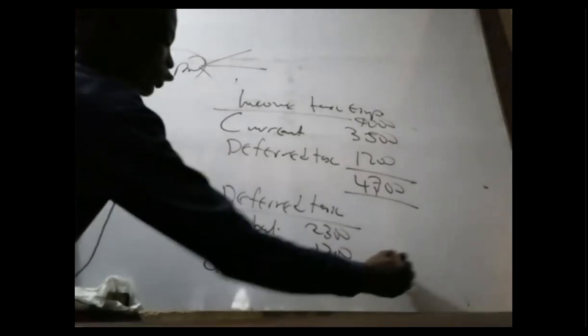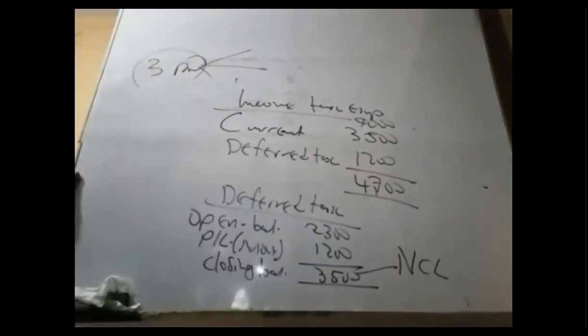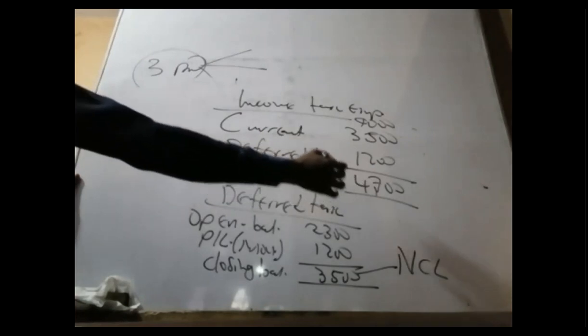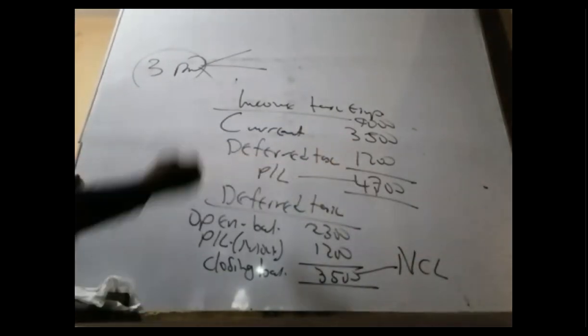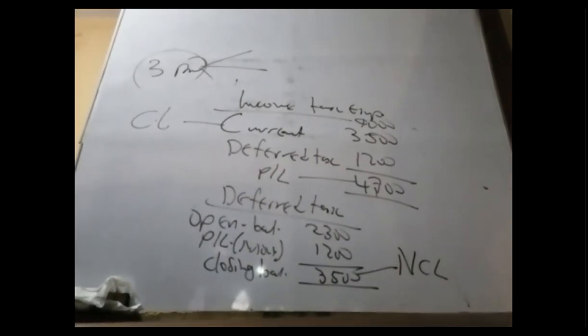Now take this one to non-current liability because it's a deferred tax liability. Again, take this one to the P&L as an expense and take this one to current liability. You are done for this particular question.